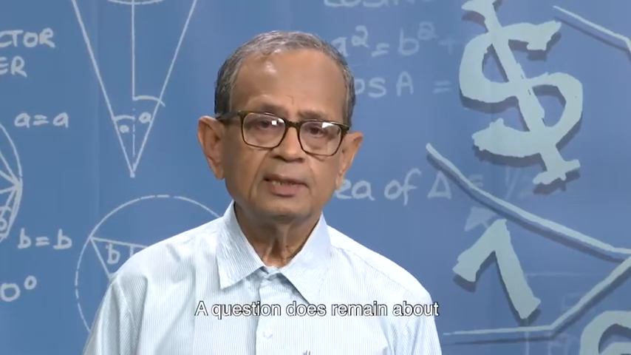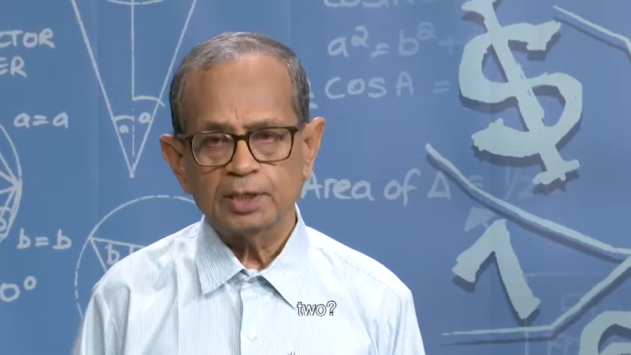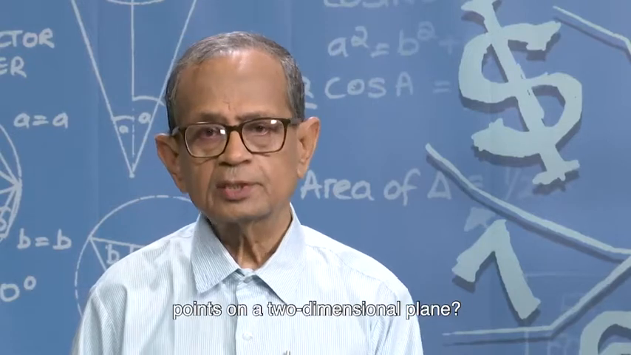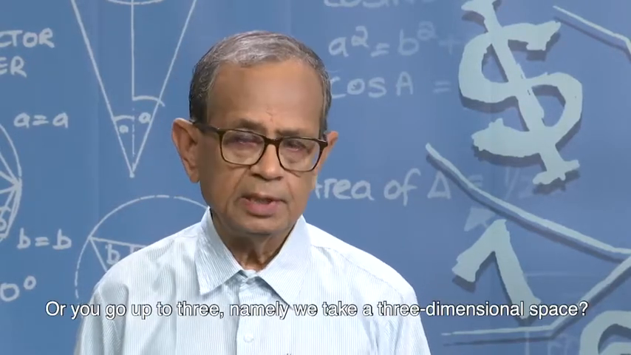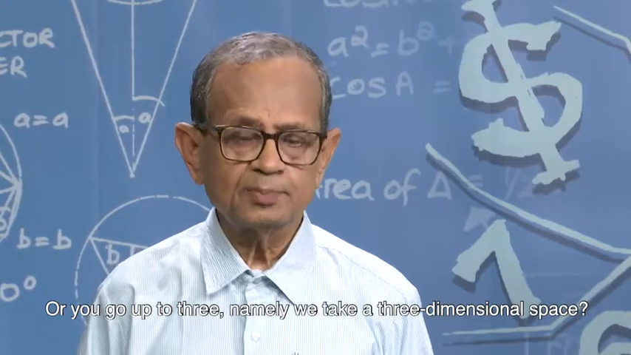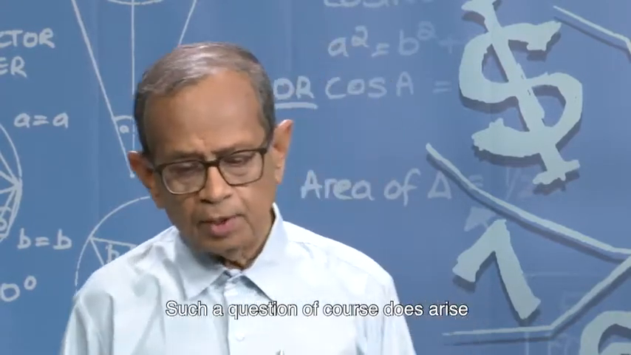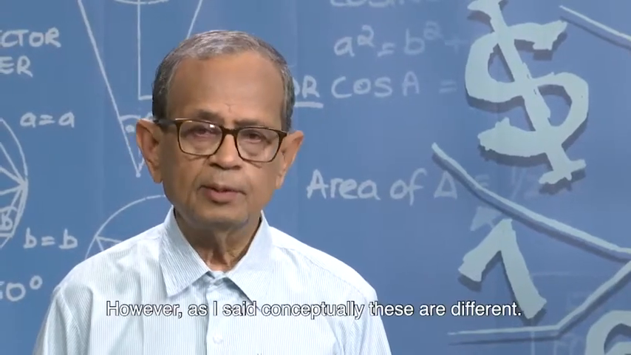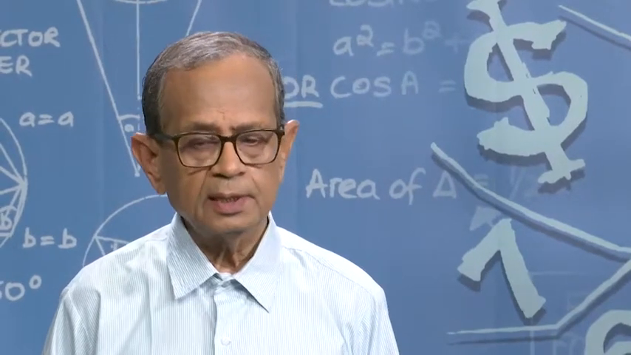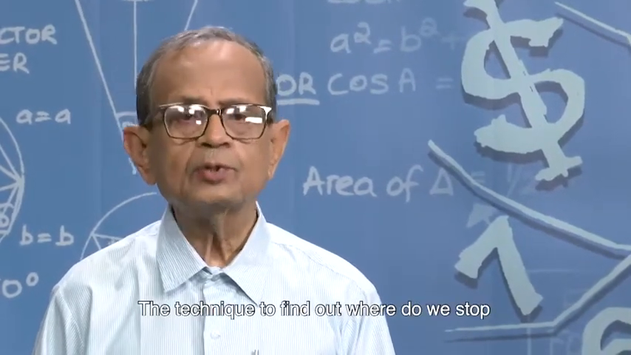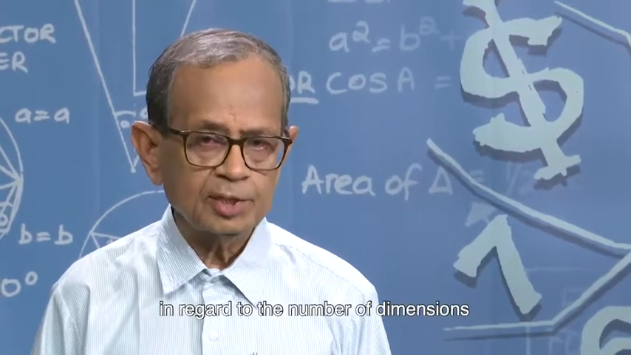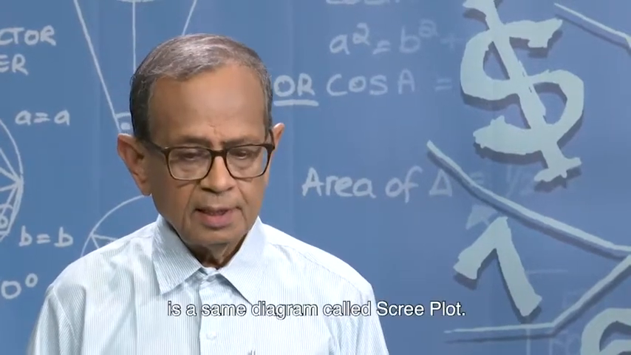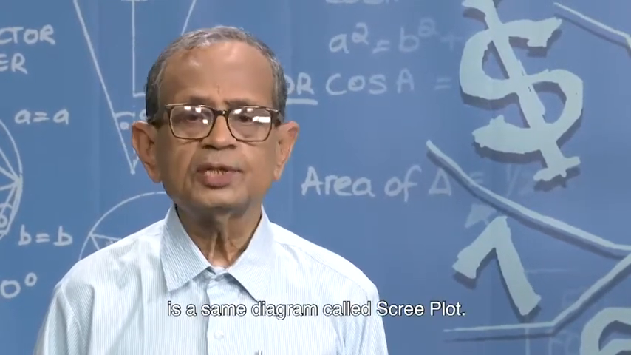A question does remain about how many dimensions we consider, 2, so that we represent the television sets by points on a 2 dimensional plane, or you go up to 3, namely we take a 3 dimensional space. Such a question of course does arise in the context of principal component analysis as well. However, as I said, conceptually these are different. The technique to find out where we stop in regard to the number of dimensions, as compared to the number of components in PCA, is the same diagram called scree plot.